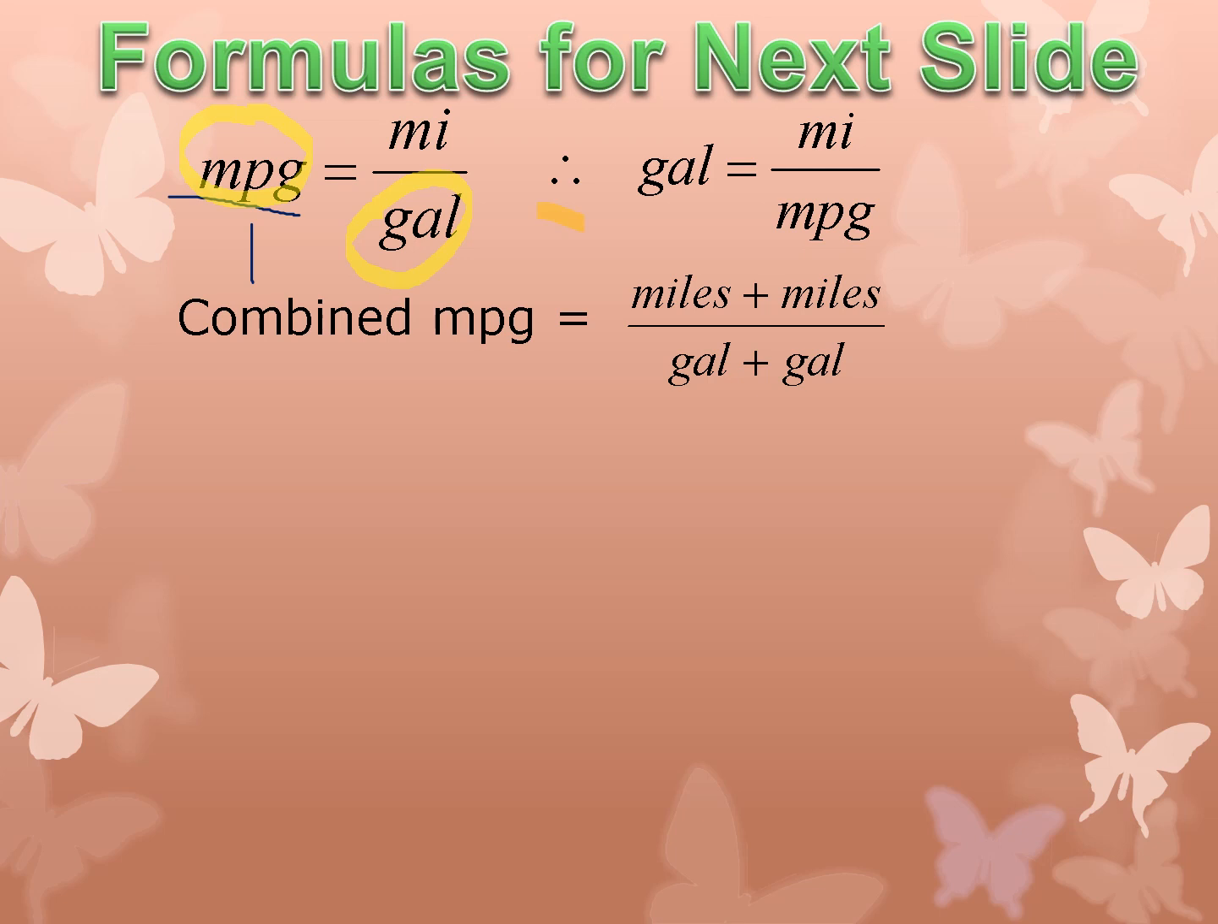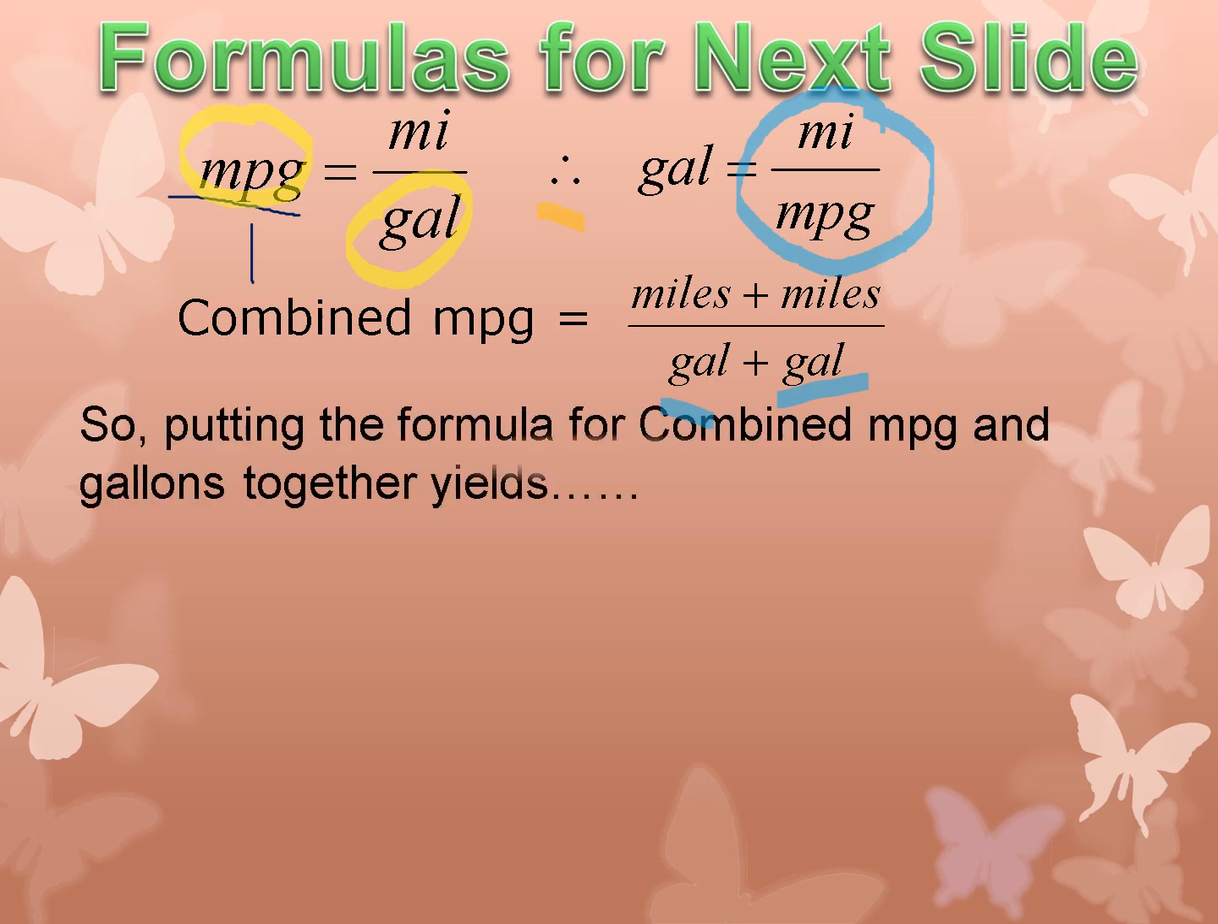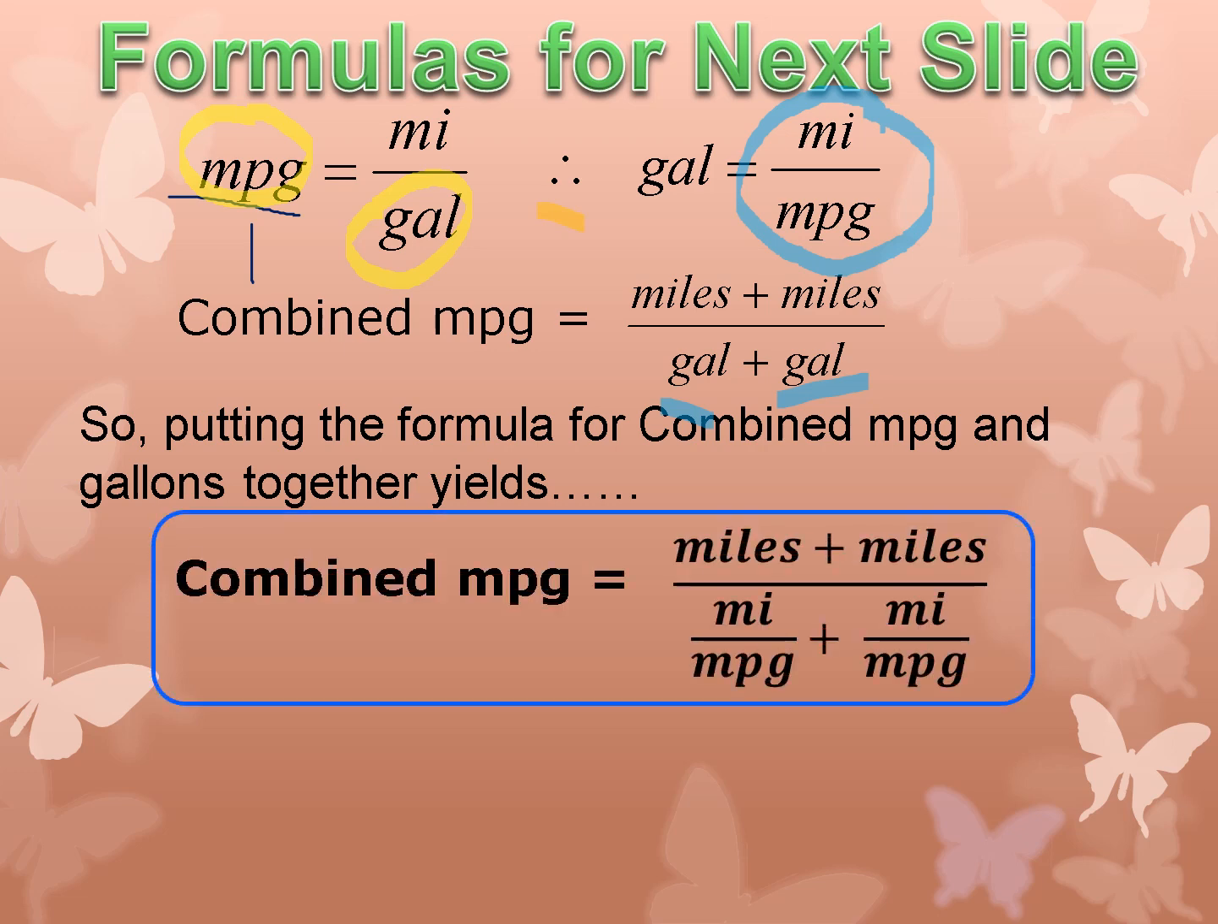But wait a minute. Remember I told you that gallons are the same as miles over mpg? So what do you think we're going to do? We are going to do a little substitution. We're going to put the formula for combined mpg and gallons together, and that's going to give us our combined mpg. As you can imagine, it's going to have rational expressions on the bottom. So that's how it fits into this lesson.